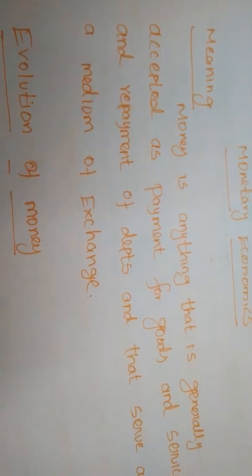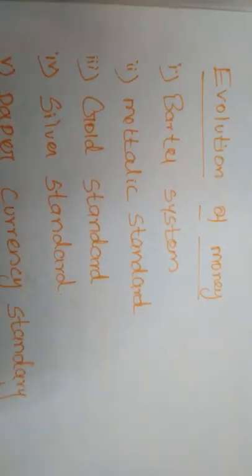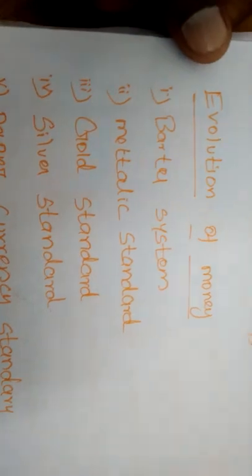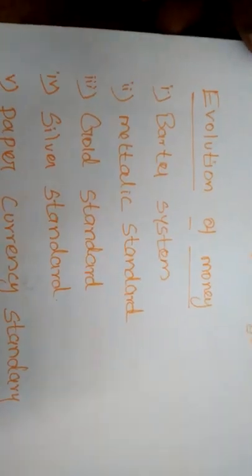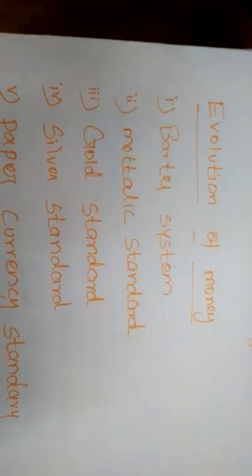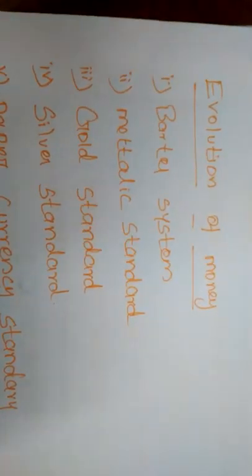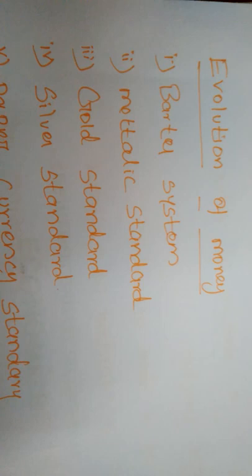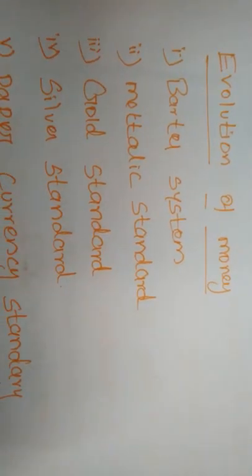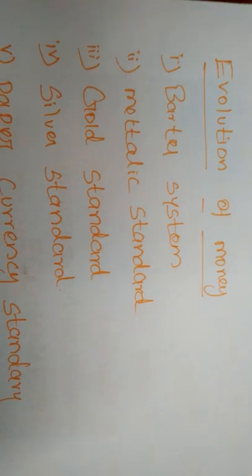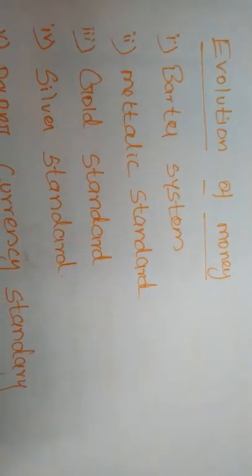Next, the evolution of money. How was money evolved over the course of time? First is the barter system. Before the invention of money, how was market activity undertaken?